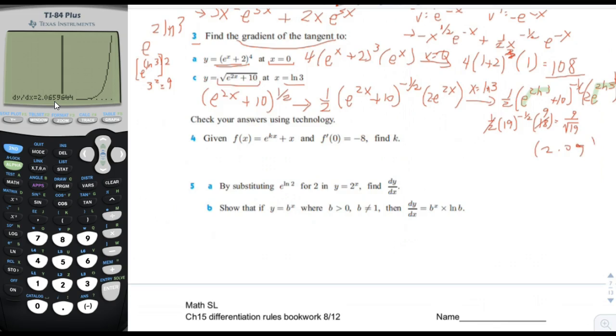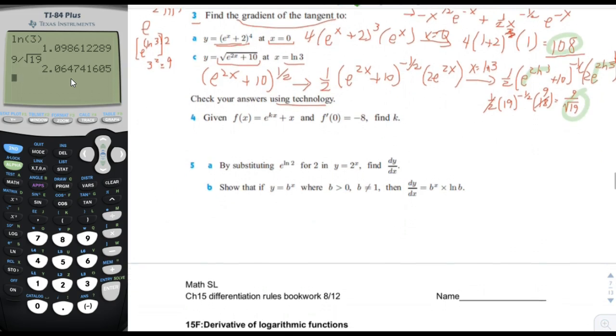2.07, about. Now is 9 divided by square root of 19 2.07? Let's check. 9 divided by square root 19. Oh, it is 2.07. Okay, so checking with technology, those two answers look correct. So this answer was correct, and this answer was correct.